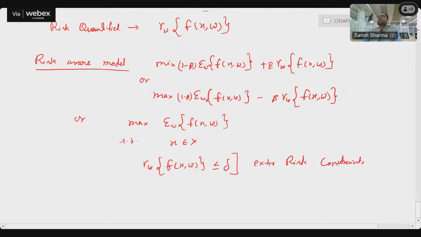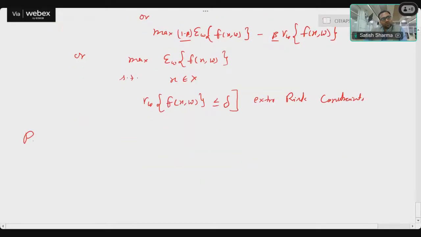So this risk constraint says that my risk should be less than some user input, so depending upon the decision maker, he can decide what the value of delta should be. And again, these are basically multi-objective, where we decide how much weight we are giving to each objective, our actual objective and the risk value. Now, how to calculate these risk values? There are different risk measures, and using those risk measures we can calculate the value of risk.